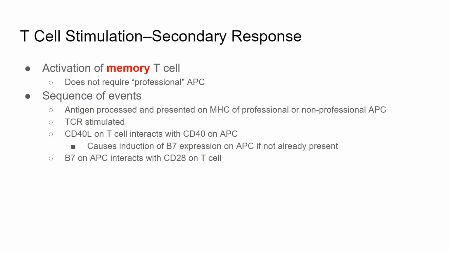All right, for a memory T cell, this means that it's already seen its pathogen once before, if not more. So the sequence of events don't necessarily matter as much. It doesn't need that immediate stimulation by the B7 CD28. It will bind with the MHC, and then you'll get the CD40L attaching with the CD40 on the antigen presenting cell. And then this will induce B7 expression if the antigen presenting cell isn't already professional and expressing it. And then you'll have that interaction, and then you'll have stimulation of the T cell.